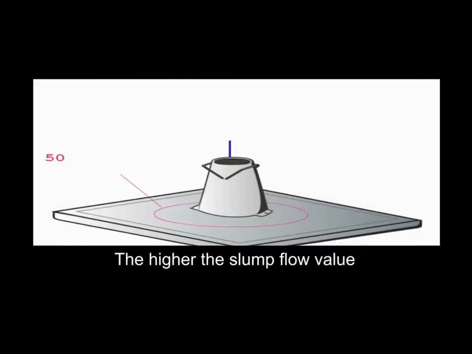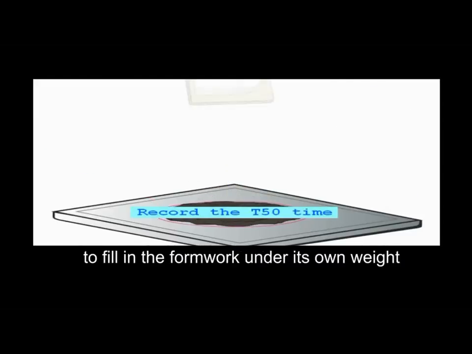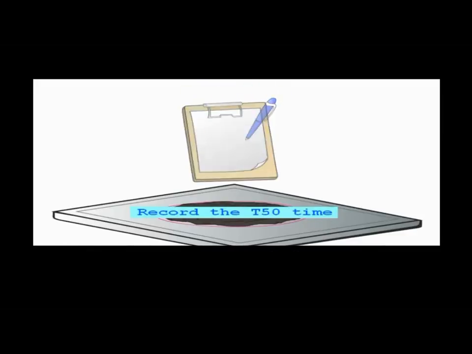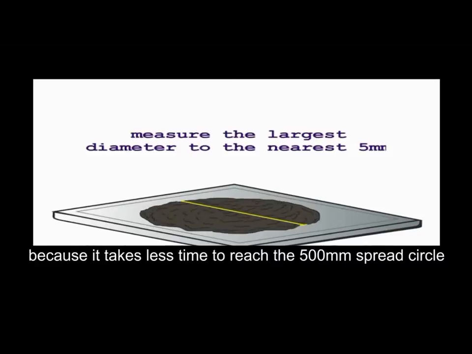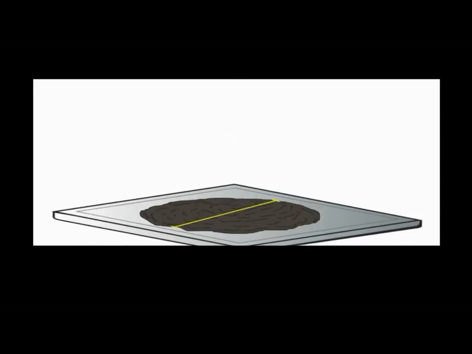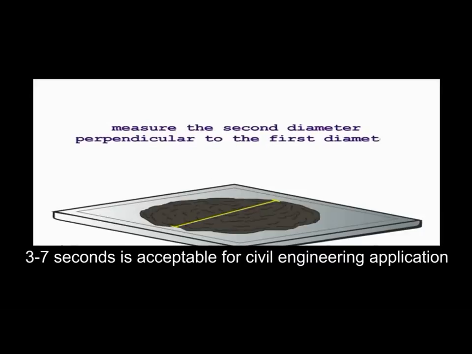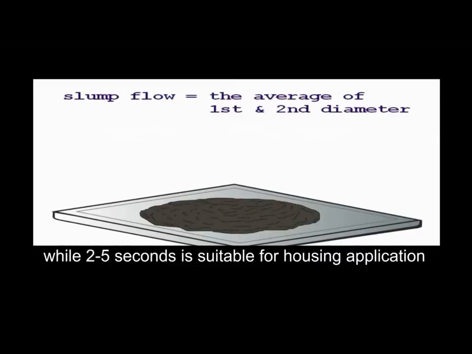The higher the slump flow value, the greater is the ability to fill in the formwork under its own weight. The slump flow value must reach at least the required minimum. A shorter T50 is better because it takes less time to reach the 500 mm spread circle. 3 to 7 seconds is acceptable for civil engineering application. Shorter is suitable for housing application.